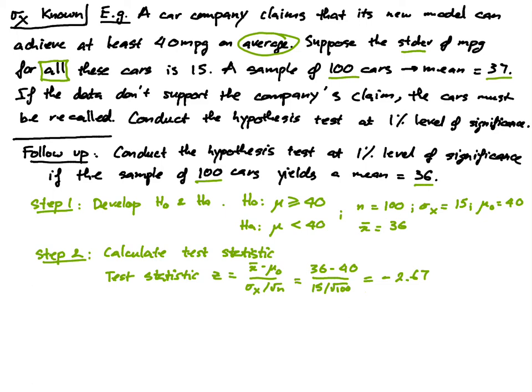So far so good. Let's now look at the next two steps, and I'm going to combine step 3 and step 4 together: formulate the decision rule and conclude.